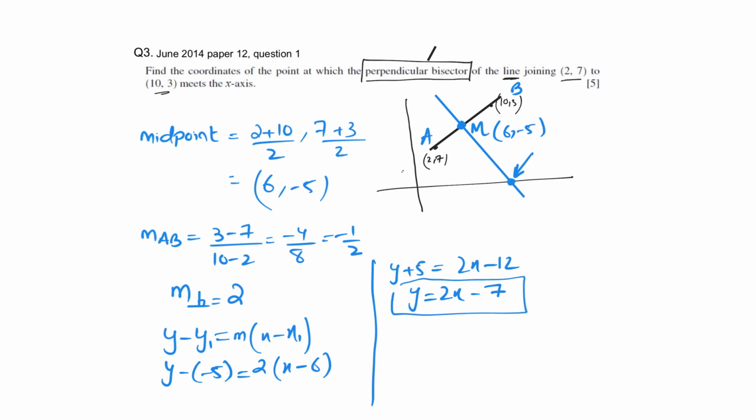We have been asked to find the coordinates where it crosses the x-axis. So a line when crossing the x-axis will have a y coordinate of 0, and the x coordinate would be 7 over 2. So the coordinate is (7/2, 0).